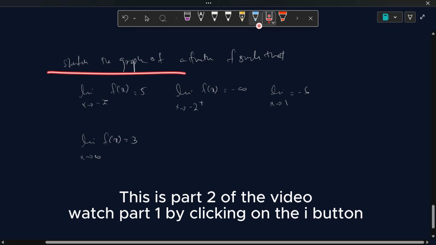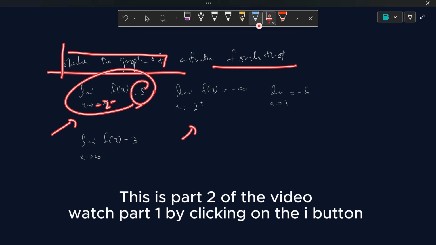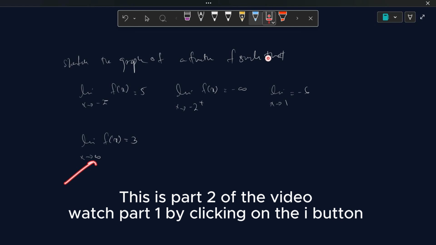Alright, so let's go ahead and solve this one. This one we basically have to sketch the graph. Sketch the graph of a function f such that the limit as x approaches -2 from the left is 5, from the right is -infinity, and as x approaches 1 is -6. Here it's implied that it's from both directions, and as x approaches positive infinity is 3.